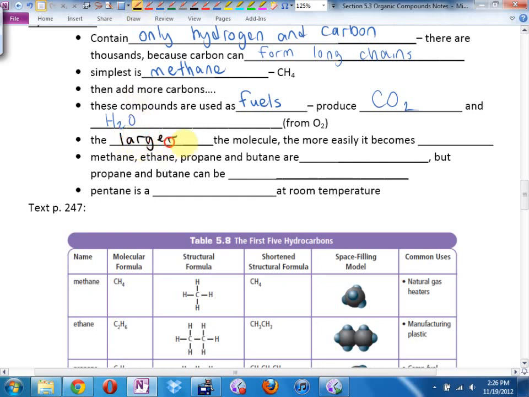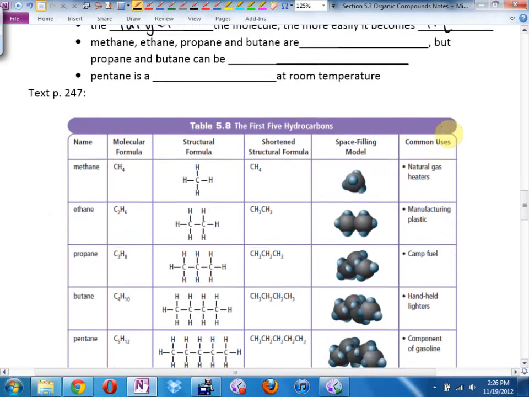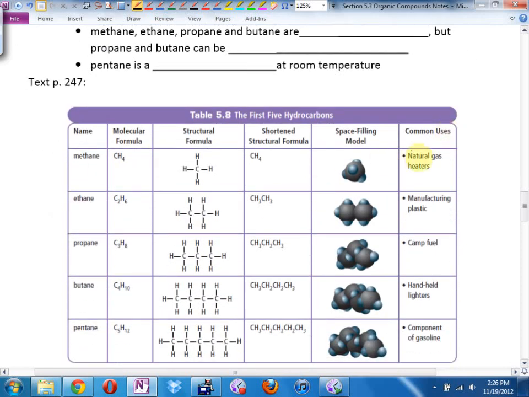The larger the molecule, the more easily it becomes liquid. So we don't use methane, natural gas. You can liquefy it, but it takes a lot of pressure. Ethane, we don't use that much at all to liquefy either. Propane in the propane tanks under pressure is a liquid, but butane and propane we can liquefy fairly easily, which is why those are our fuels of choice for tanks. Oh, and pentane is actually liquid at room temperature. That's why it's used in gasoline, because gasoline needs to be liquid at room temperature.